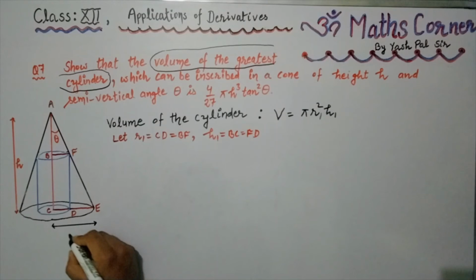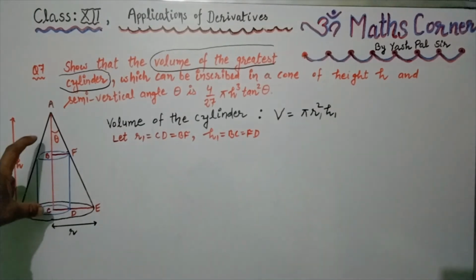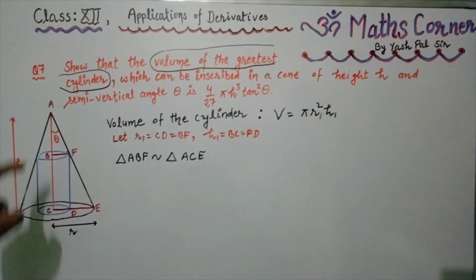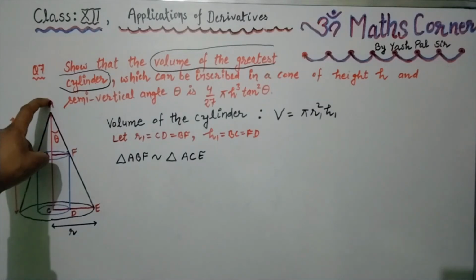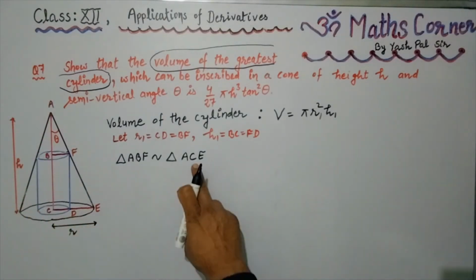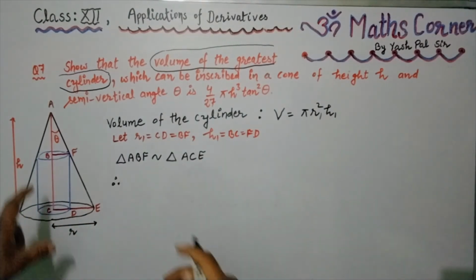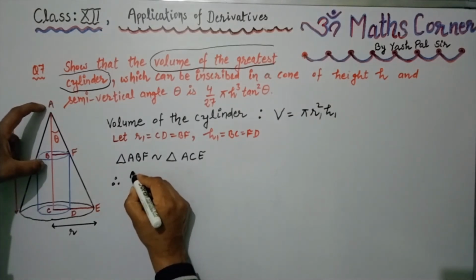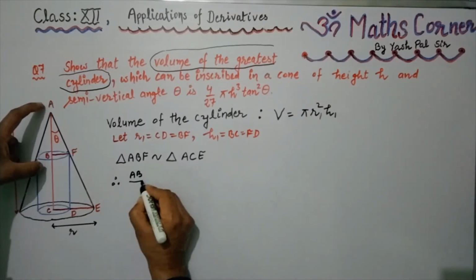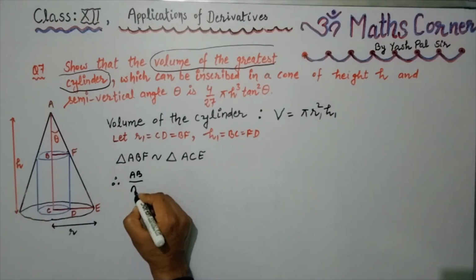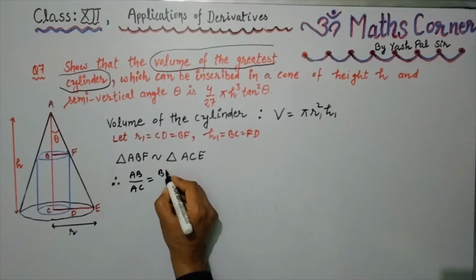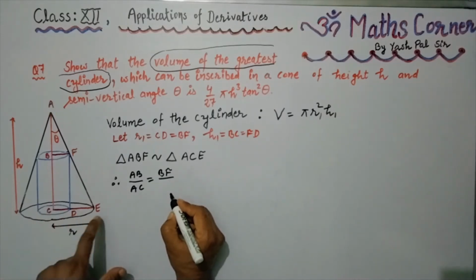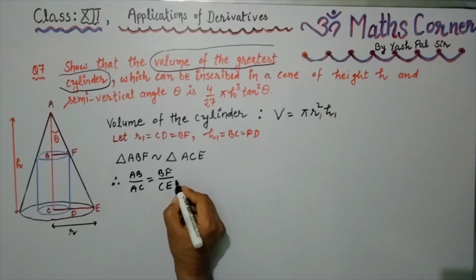Now consider the radius of the base circle of the cone to be equal to r. From this figure, it is clear that triangle ABF is similar to triangle ACE. So we can say AB divided by AC is equal to BF divided by CE.